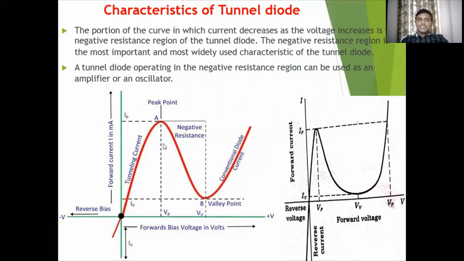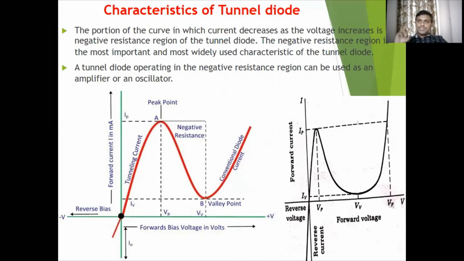But here, in some portion of the characteristics of the tunnel diode, that is A to B, as we increase the applied voltage, the current is decreasing. So this region is nothing but the negative resistance region. Generally, if you increase the voltage, the current increases proportionally, but here the current decreases. So that's why it is called negative resistance.